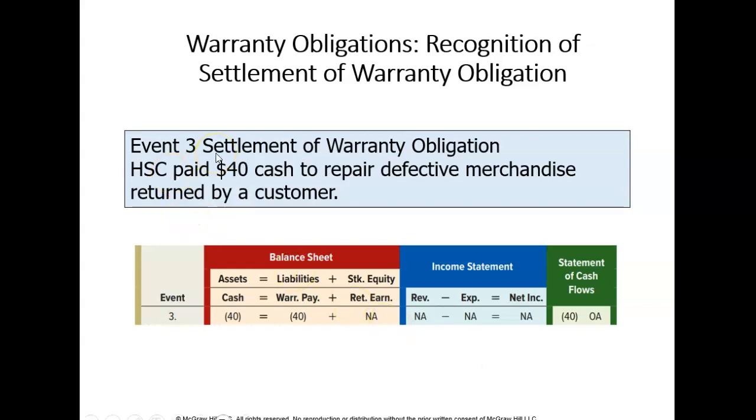Now, what if we actually paid $40 to repair a defective merchandise? When that takes place, our cash account would decrease by 40. The warranty payable would decrease by 40. On your statement of cash flows, there's an outflow of $40 shown as an operating activity.